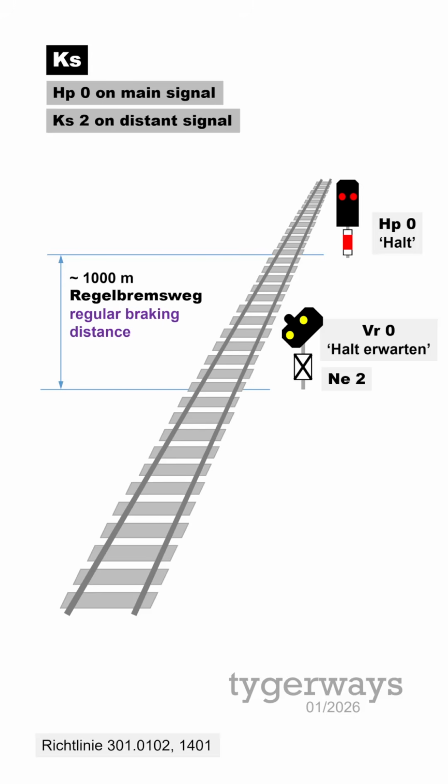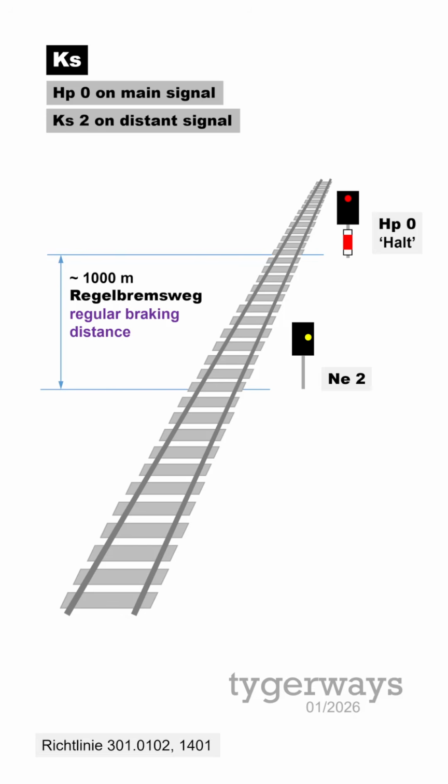The KS system uses the same concept of a regular braking distance between the signal that warns you that you have to stop and the signal that prohibits you to go on. All systems use the same aspect for a stop signal that you cannot pass. It is a red light. It is called HP0.